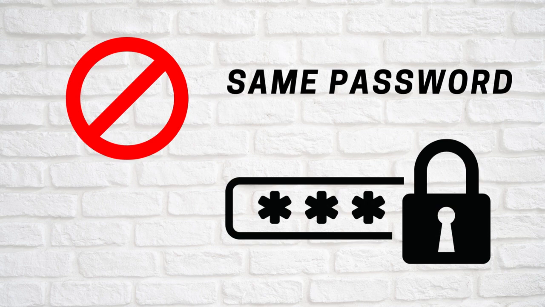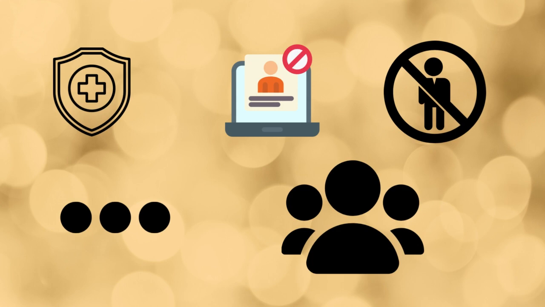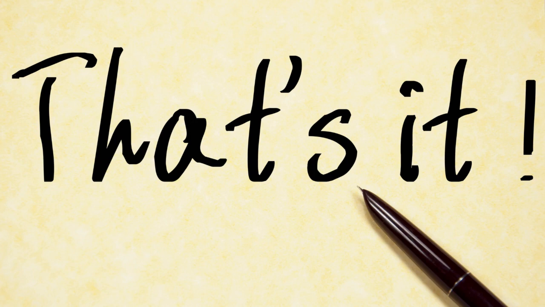If you notice any suspicious activity, immediately change your password and report it to Instagram. Lastly, avoid using the same password for multiple accounts. This will help prevent unauthorized access to your other online accounts if one of them gets compromised.